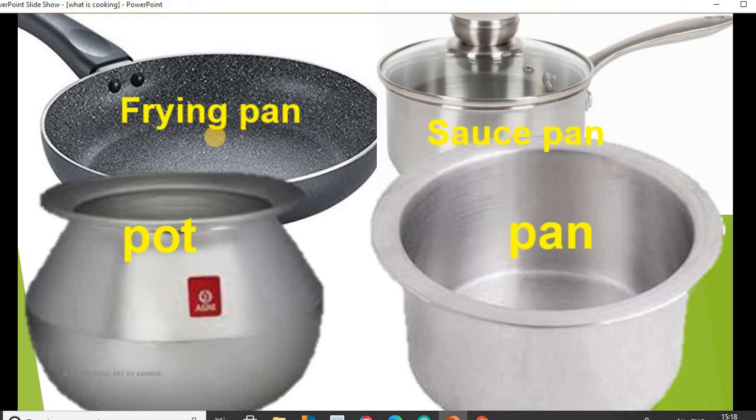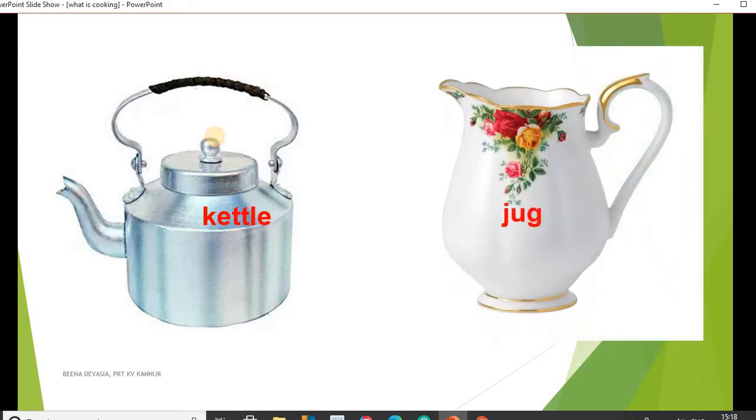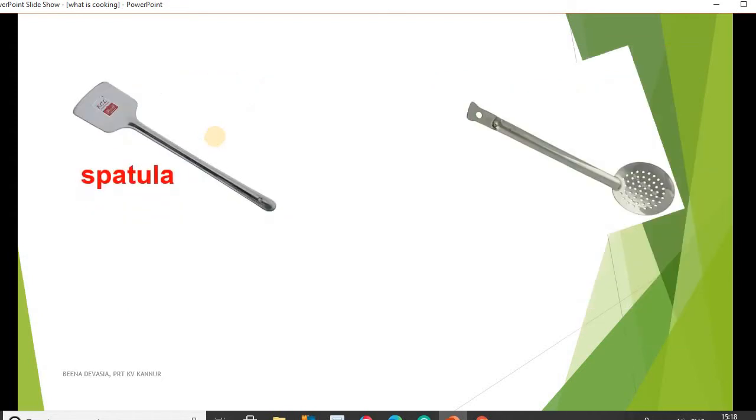So frying pan, saucepan, pot, pan. Kettle. We use this to boil water or to make tea, etc. Jug. We also pour water in jug and keep it on the table. Let's see some more pictures.